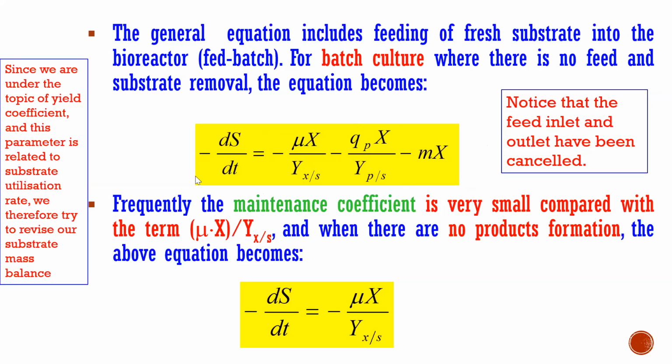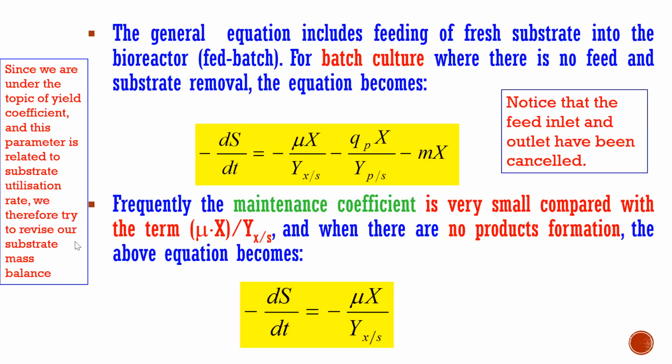Why you have a negative sign here is to show or to indicate that the substrate concentration is declining. Therefore, you have this sign. All right. Since we are under the topic of yield coefficient and this parameter is related to substrate utilization rate, we therefore try to revise our substrate mass balance.